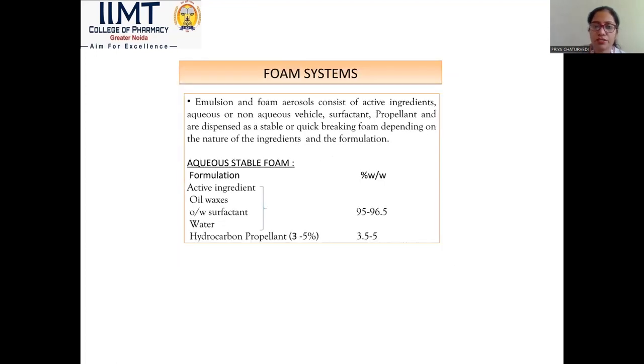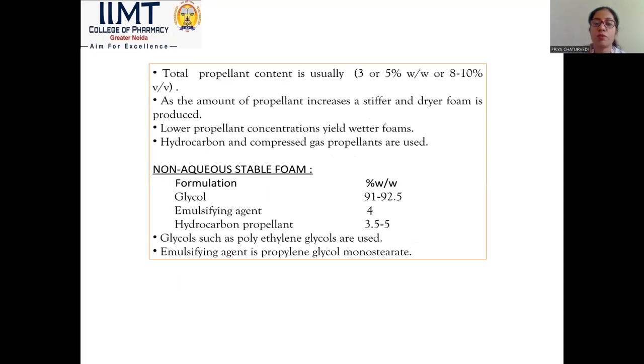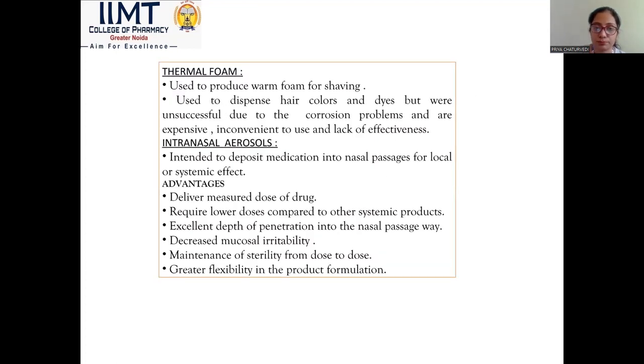Foam system. Emulsions and foam aerosols consist of active ingredients and aqueous and non-aqueous vehicles. Surfactants and propellants are dispensed as a stable or quick breaking form depending on the nature of active ingredients and the formulation. Total propellant content is usually 3 to 5% weight by weight or 8 to 10% volume by volume. As the amount of propellant increases, the drier and stiffer foam is produced. Lower propellant concentrate yields better foam. Hydrocarbons and compressed gas propellants are basically used.